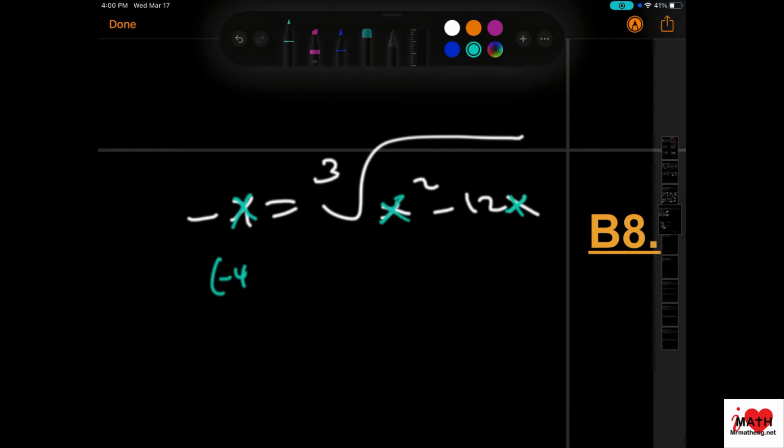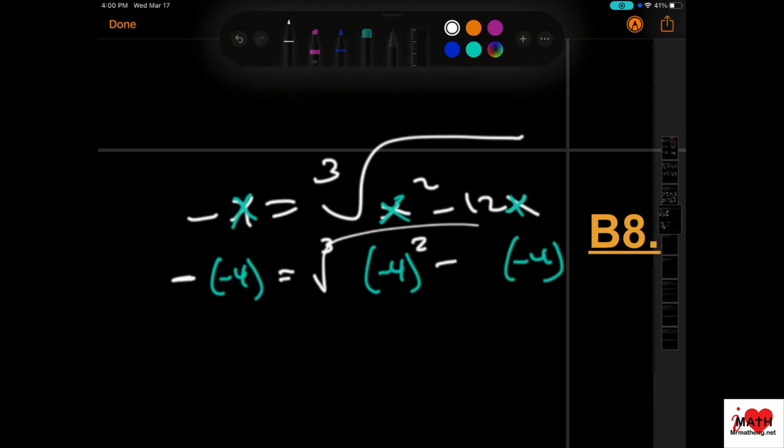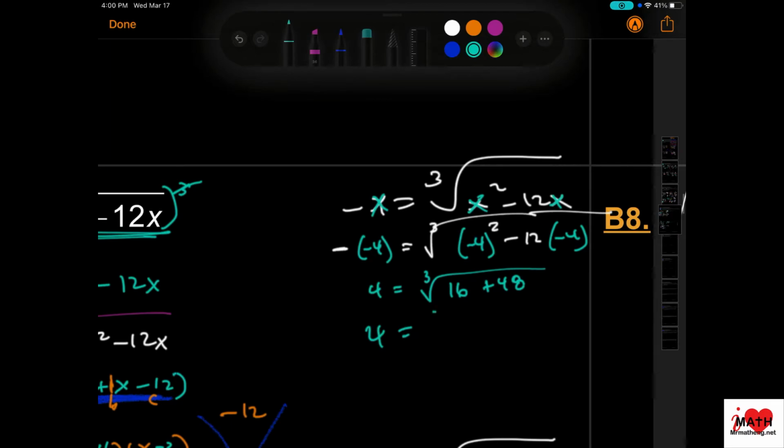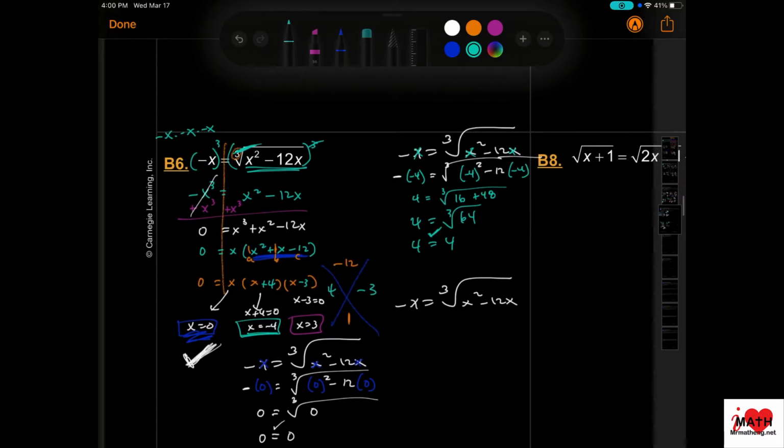Remember, put the substitution in a parentheses. Let's go ahead and simplify this. Now I'm just writing everything that we didn't substitute. And the opposite of negative 4 is positive 4. Negative 4 squared is 16. Negative 12 times negative 4 is positive 48. 48 plus 16 is going to be 64. 3 identical numbers that multiply to be 64 is going to be 4. This is true, which means I keep all of them. All of x equals negative 4.